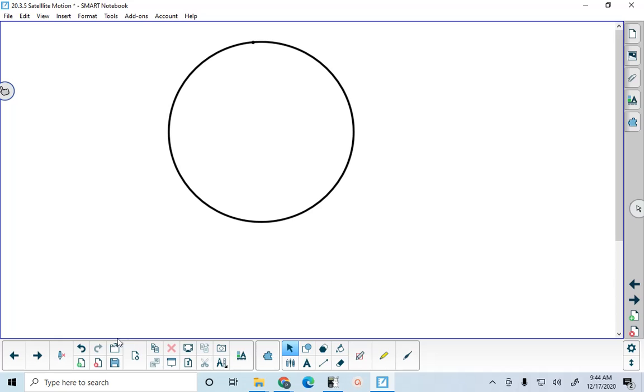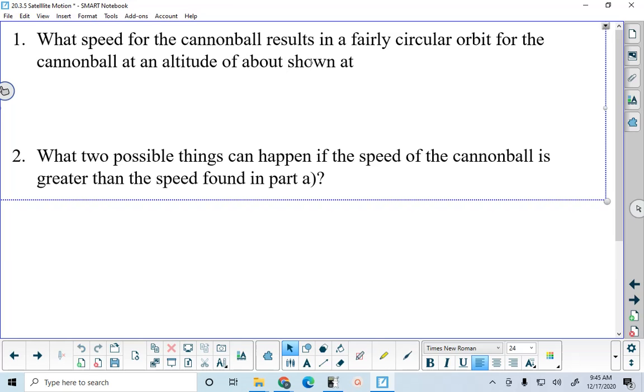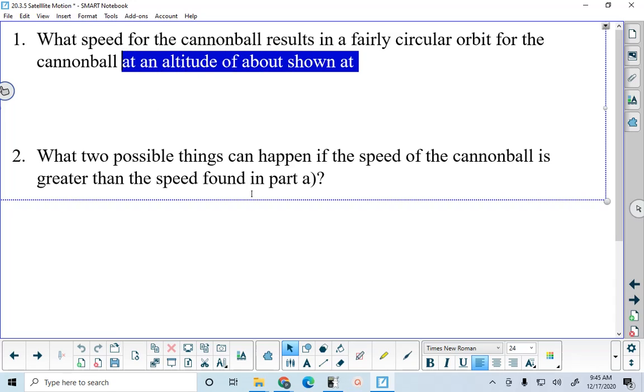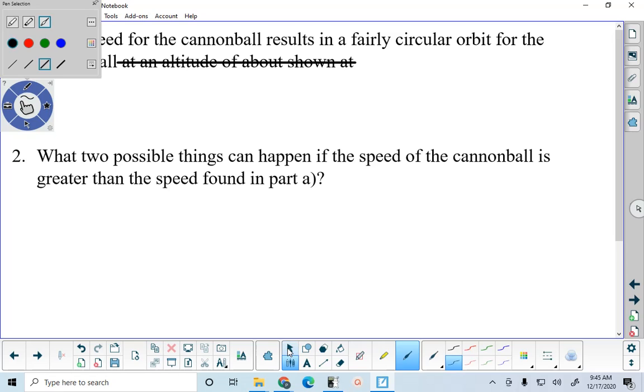And we can start to answer these questions now, because the first question is, what speed for the cannonball results in a fairly circular orbit at an altitude... I had a different animation that showed the altitude, so we can just ignore all of this. Which speed for that animation shows a fairly circular orbit for the cannonball? That's what we are asked. And we saw that it was 7,200 meters per second.